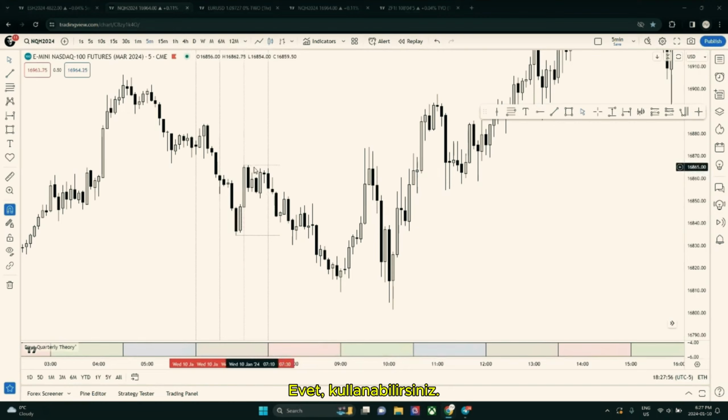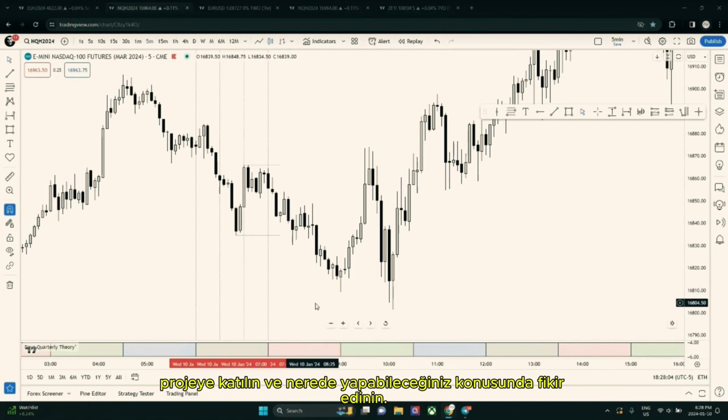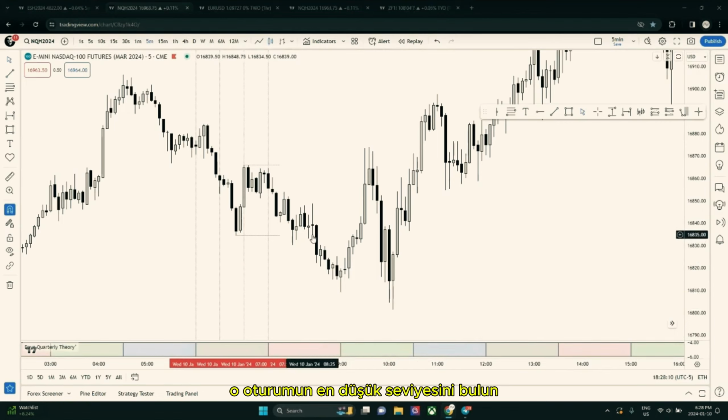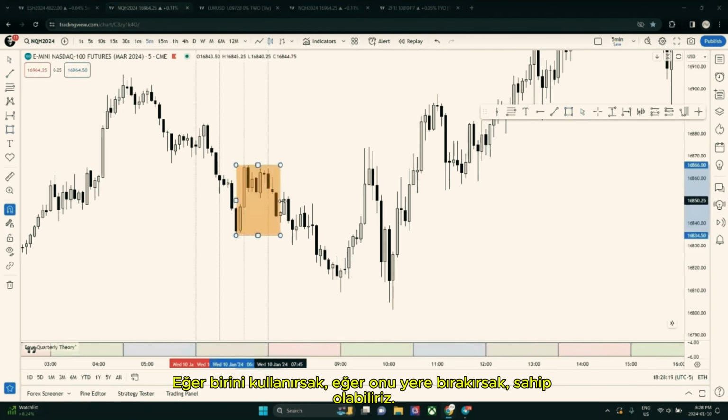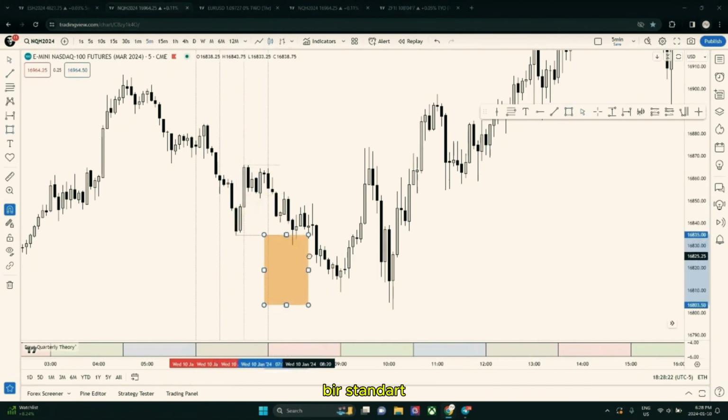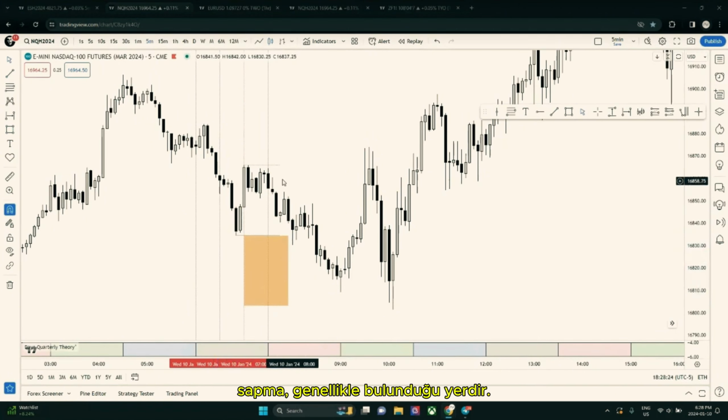You can use T2 and T3 to project and get an idea of where you can probably find the low of that session, right? So right here we have, if we put it down by 1 standard deviation, which is where it usually goes before it rallies or reverses, right?